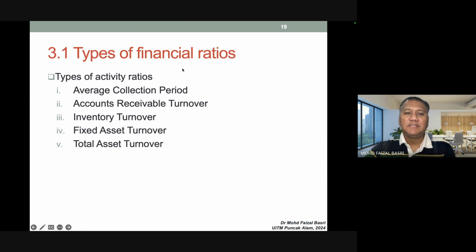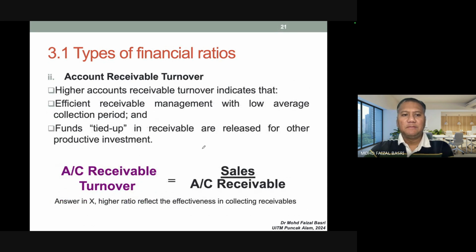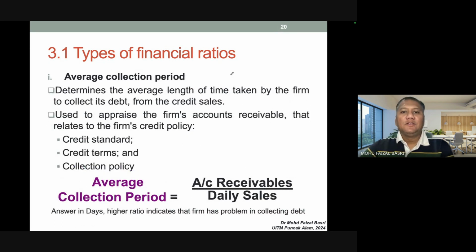So ada 5 jenis ratios. Okay, some of the ratios would be in days. So untuk contohnya yang pertama ni, for the ACP, average collection period, jawapan dia nanti akan dalam hari, in days. Okay, and the rest tu dalam ratio lah, dalam times. So let's look at the first one, ACP, average collection period.